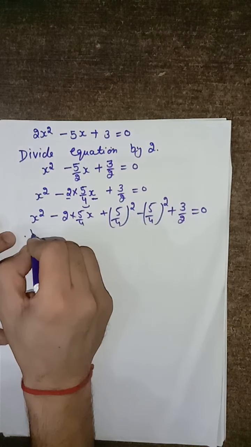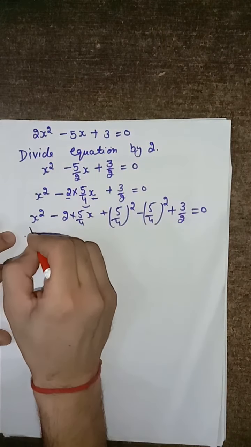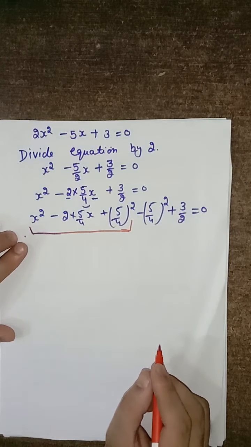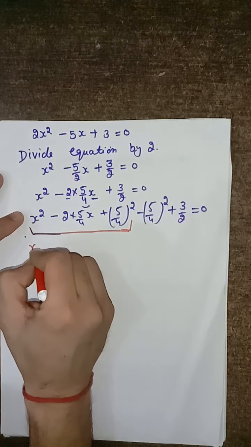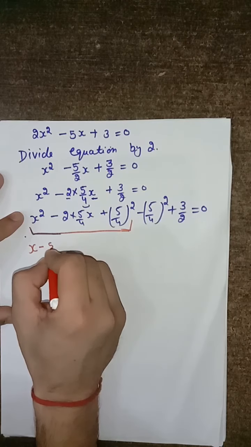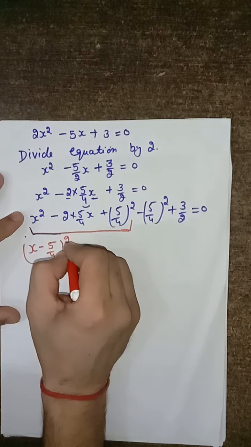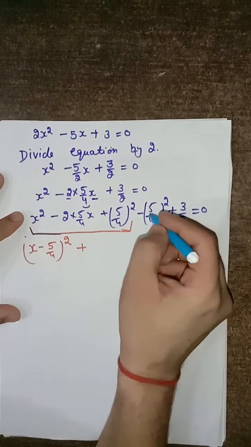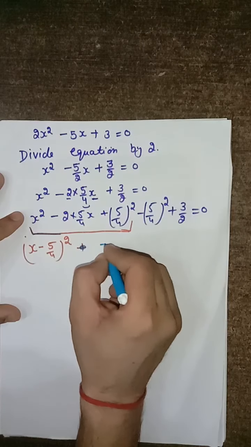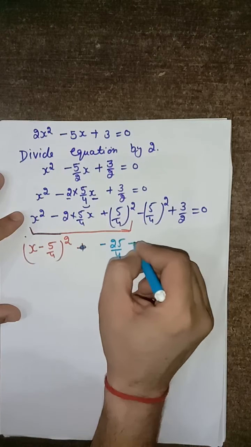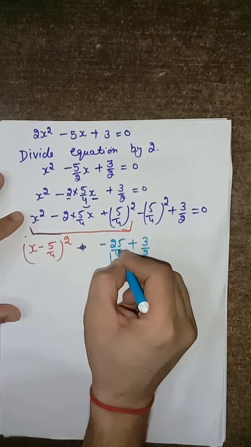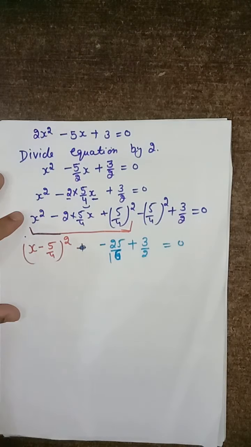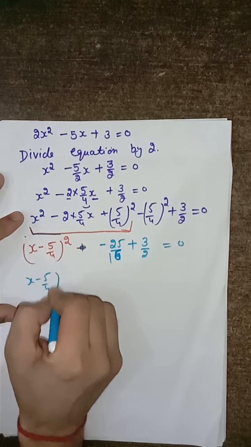Now this whole term is a square, meaning x square plus a square minus 2ax. Then this will be equals x minus a whole square. Now the remaining term will become minus 25/16 plus 3/2 equals 0. x minus 5/4 whole square.